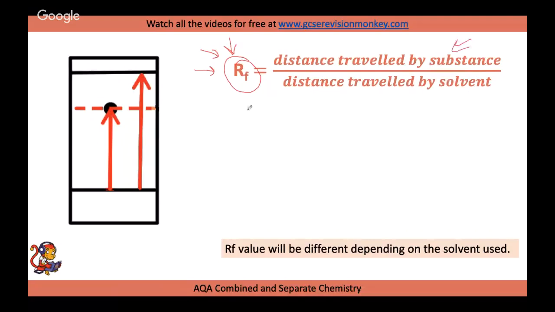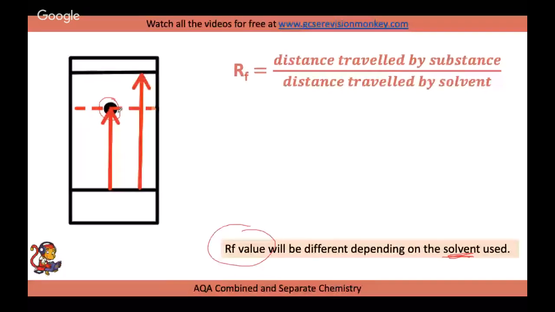And then we discussed earlier this solvent front, which is where the solvent finishes. And if you measure from the solvent front to the pencil line, that will give you the distance travelled by the solvent. Divide those two by each other, and that will give you the Rf value. As I said before, this value will be different depending on the solvent. So if you use water, this dot might move further, for example, than if you used ethanol.